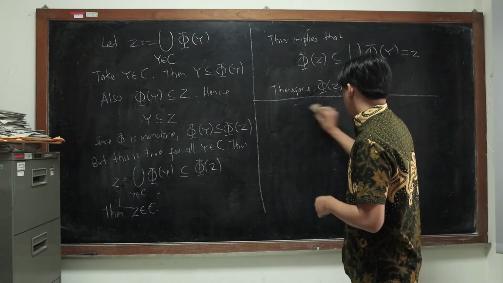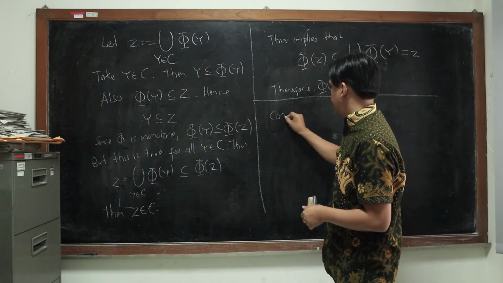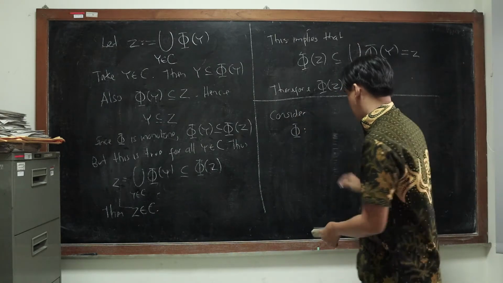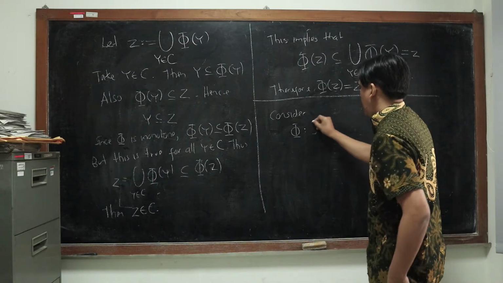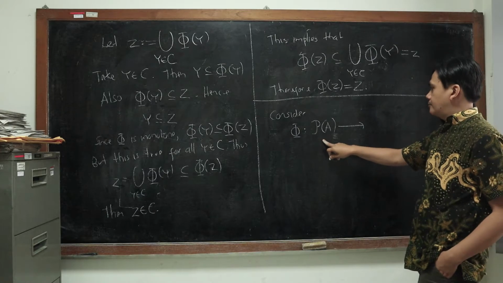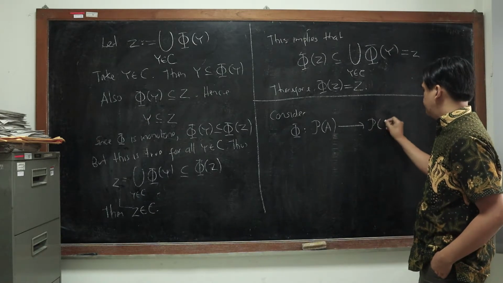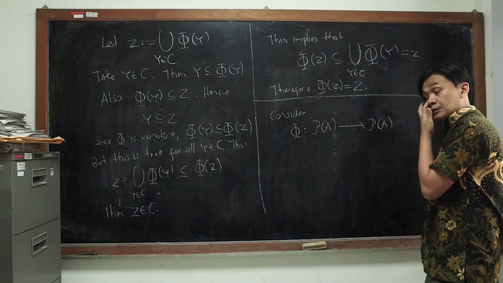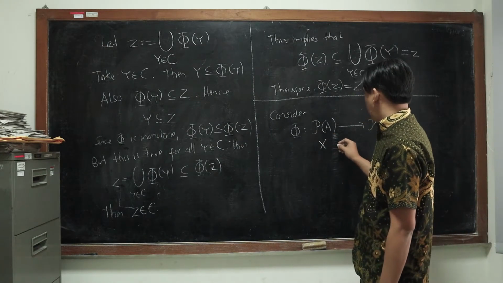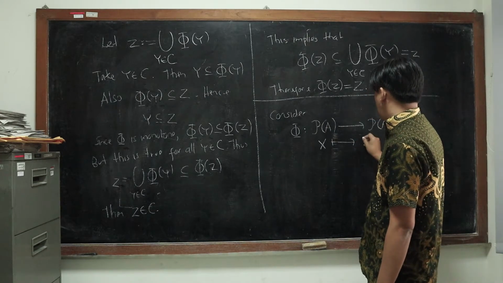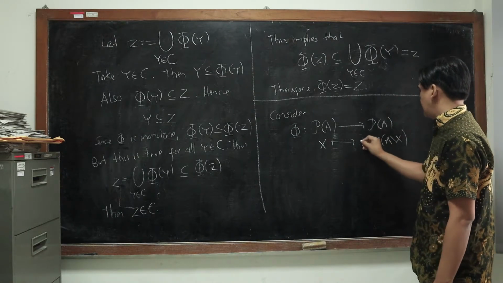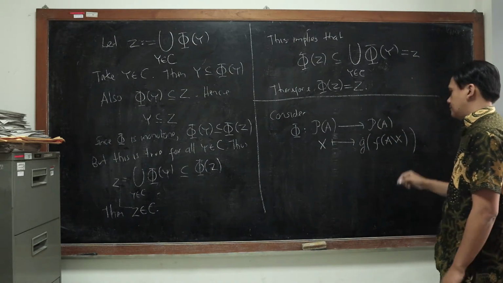So consider the map phi from the power set of A to itself. For any given X here, we will map it to f of A minus X and then take the g.